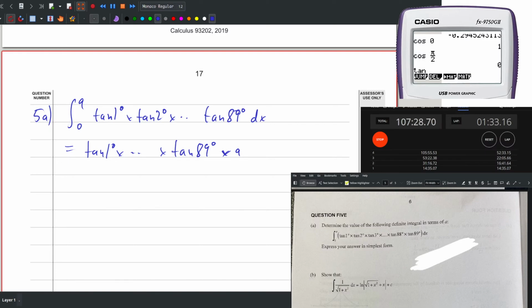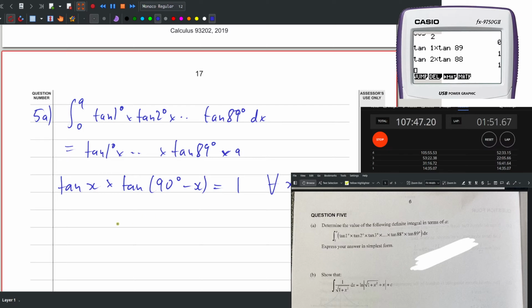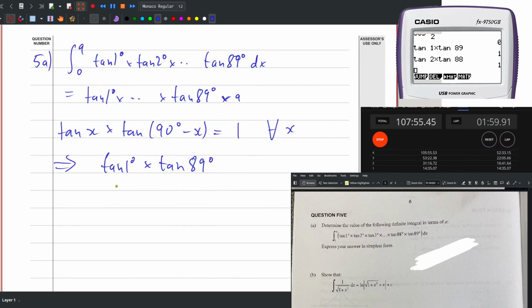Cause tan of 1 times tan of 89, isn't that just 1? Wait, so tan of x times tan of 90 minus x equals 1 for all x. Therefore, tan of 1 times tan of 89 is 1.